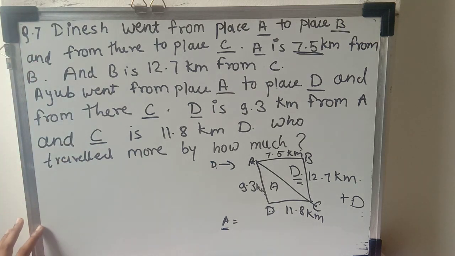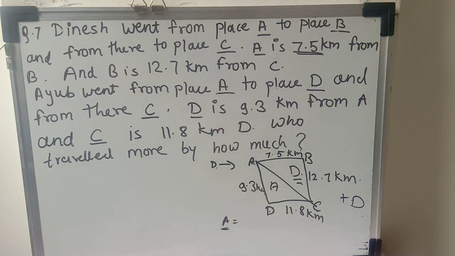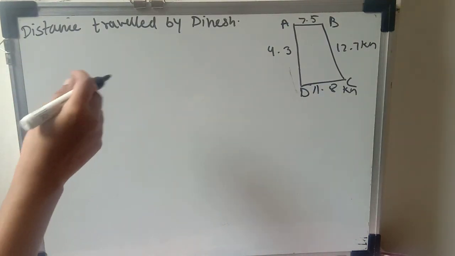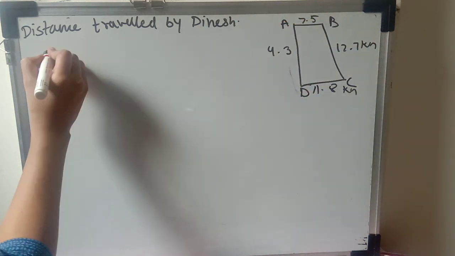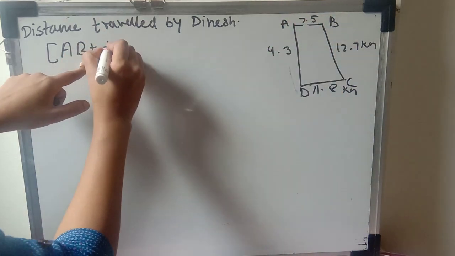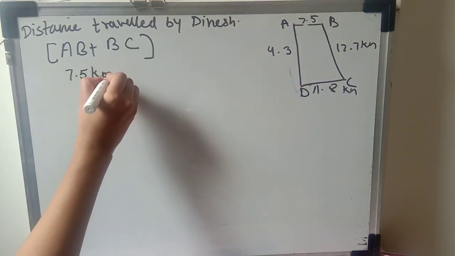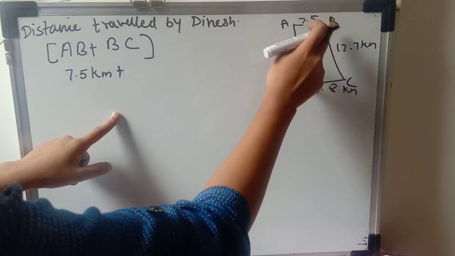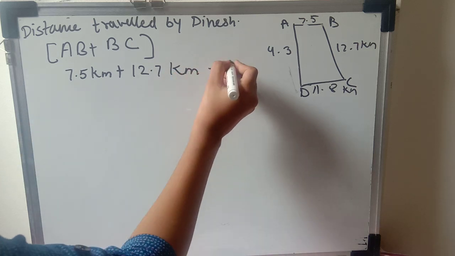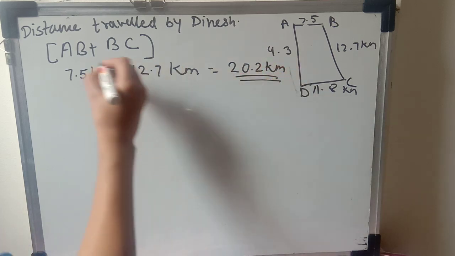Okay, so my blackboard is very small. I hope you have written this question in your notebook along with the diagram. I'm going to rub this to solve the example. So let's find out the distance traveled by Dinesh. The distance from A to B means we have to add AB plus BC. What is the distance from A to B? That is 7.5 km, plus from B to C, that is 12.7 km. If you add this, you will get the answer, that is 20.2 km. So this is the total distance of Dinesh.